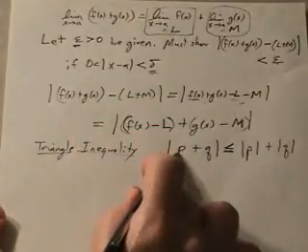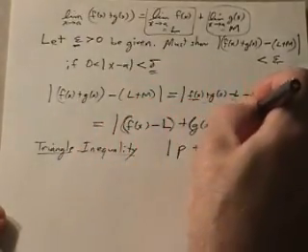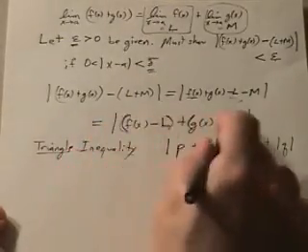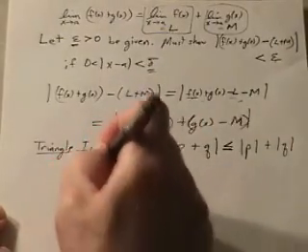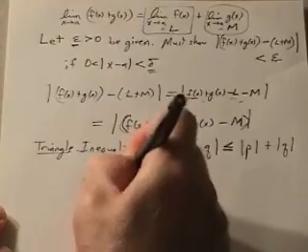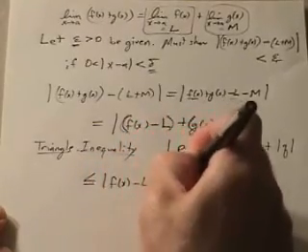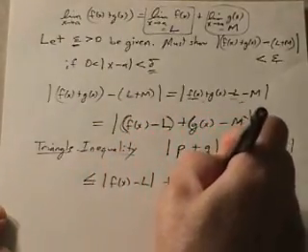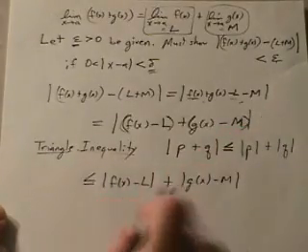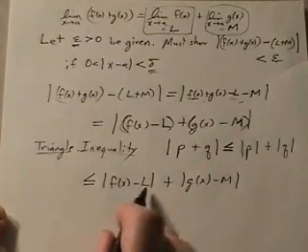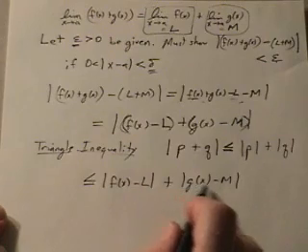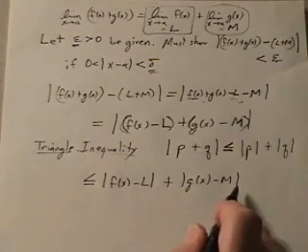L is playing the role of p, and g of x minus M is playing the role of q. So this becomes less than or equal to the absolute value of f of x minus L plus the absolute value of g of x minus M. And I see these a lot. This is the distance from f of x to L. This is the distance from g of x to M.